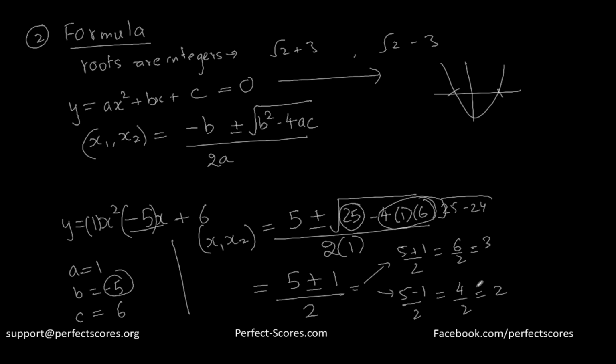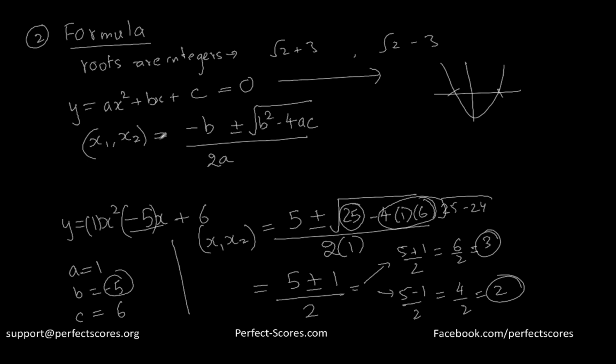As you can see, in the previous case also we got these two roots, that is 3 and 2. So I hope you're able to understand this. These are the 2 roots which are there. So this is how you solve a quadratic equation using a formula.